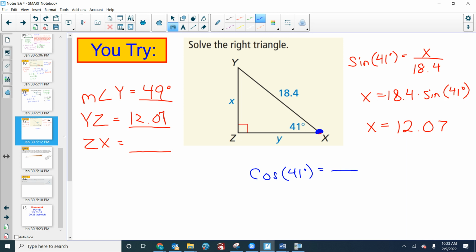Is it y over 18.4 or 18.4 over y? Now, here's what I was saying before. This is a one-step solve from here. I just need to multiply by 18.4. It's a two-step solve if your variable is in the denominator. It takes one step to multiply to get it out of the denominator. It takes a second step to detach the variable, to get it by itself, because there was a sine, cosine, or tangent of something multiplied to it. Does that make sense? If your variable's in the denominator, it's going to take two steps to get it by itself. This one, we just multiply by 18.4.